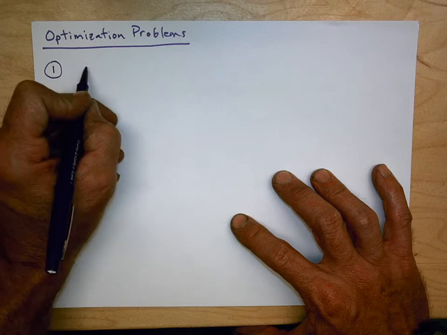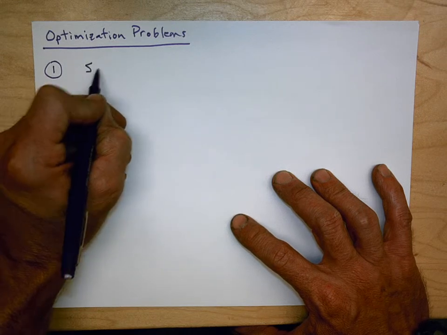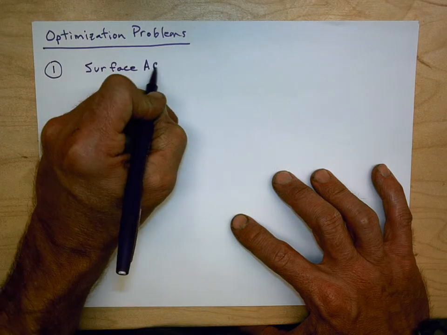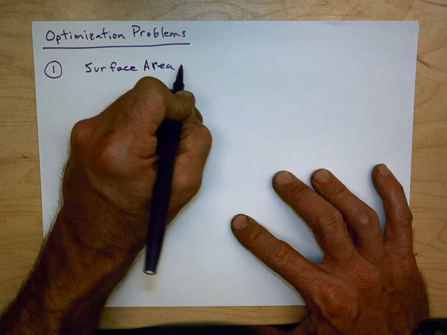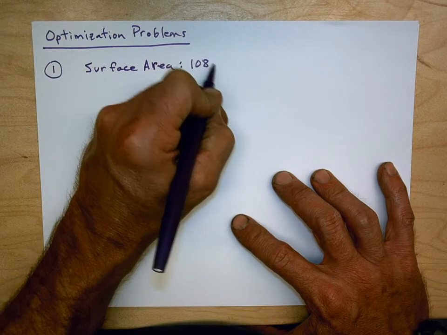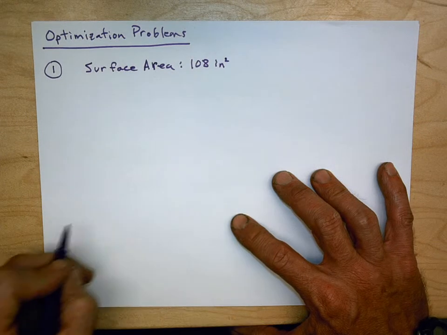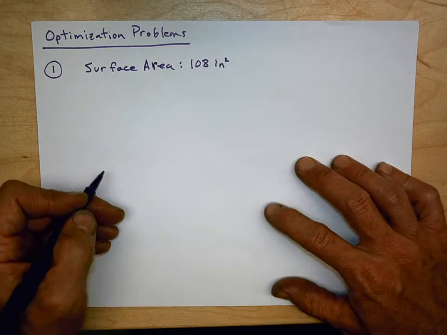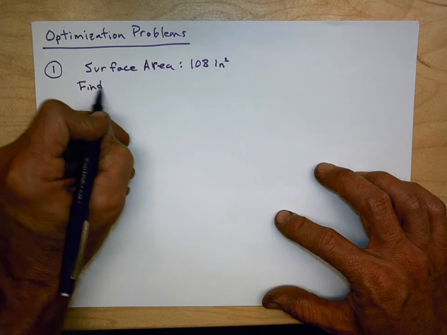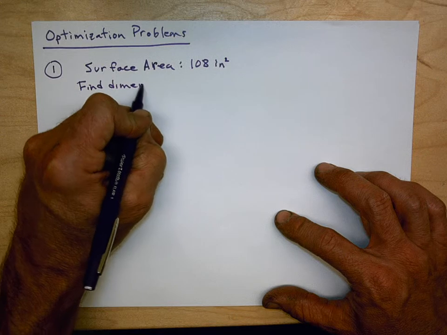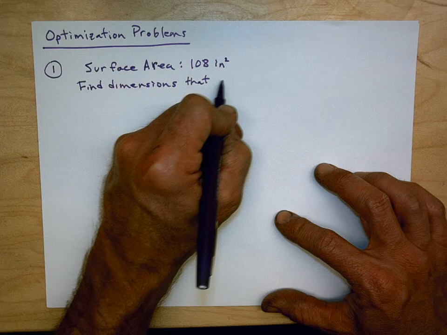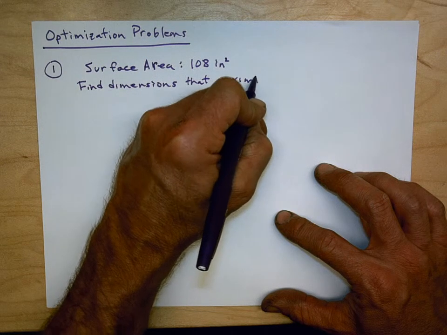So let's say we're given information that we have an open top box and we have the surface area, or the amount of material available to create this open top box, is 108 square inches. Given that you have 108 square inches of material, we want to find the dimensions of this box that maximize the volume.